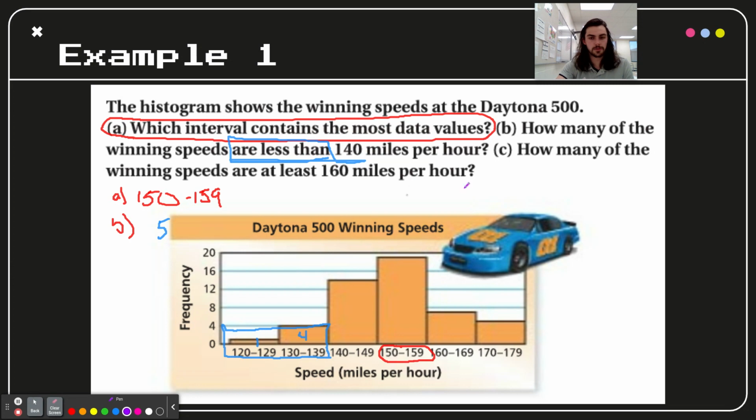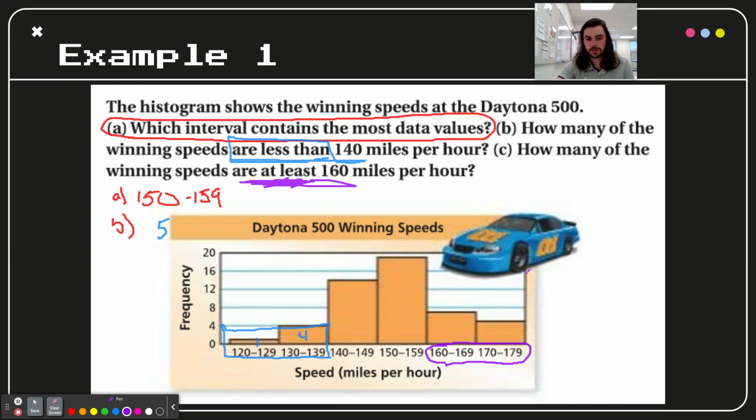So 5 winning speeds are less than 140 miles per hour. All right, so our last question, part C, says how many are at least? At least is our signal word in that case. Remember, at least tells us that it is going to be the lowest number that we can have, and then anything above it. So what we're going to do is look for 160. Find 160 on here. It's right there. And then that would be our lowest possible number. So then we are going up to 179.